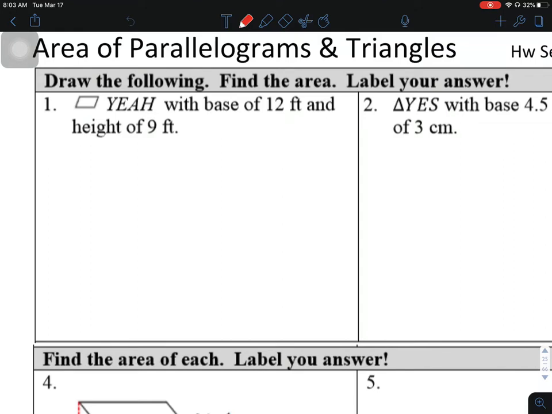So we have this parallelogram, number 1. It says it has a base of 12. Doesn't tell us which base is 12, so we can choose whichever one we want. And a height of 9. The height is perpendicular to the base.